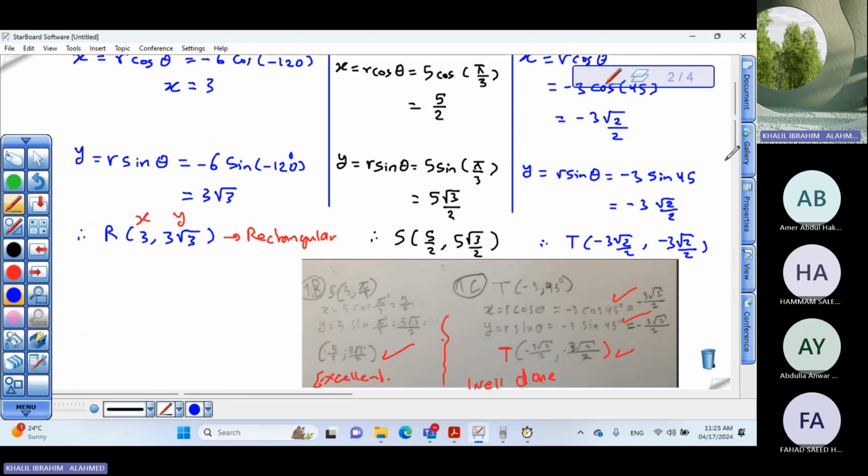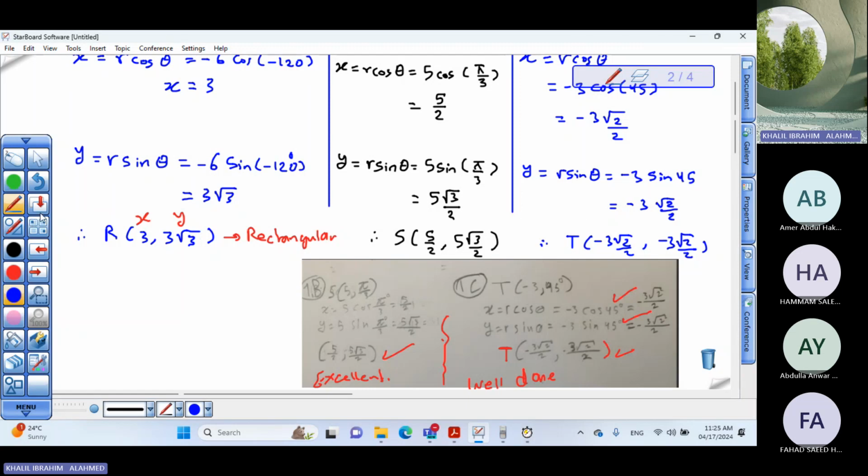Any question about this? How to convert polar coordinates to rectangular coordinates? It's easy, just use the formula r cosine theta and r sine theta for x and y. Any question? Hello? No questions. Okay, good. Let's move to the next question.